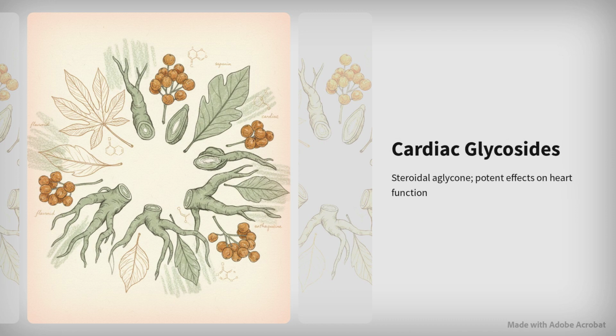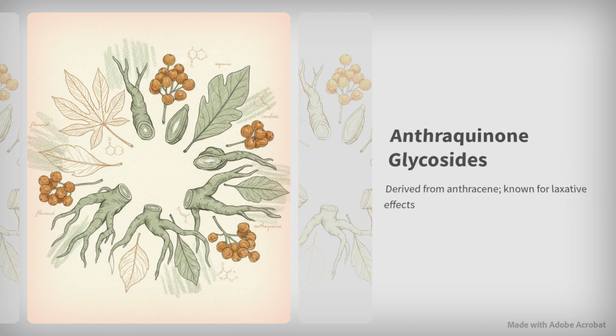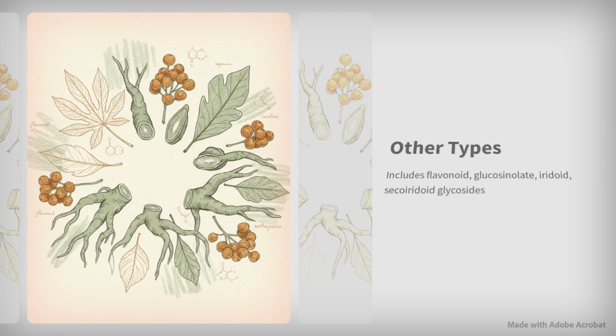Cardiac glycosides contain a steroidal aglycone and have potent effects on heart function. Cyanogenic glycosides release hydrogen cyanide and can be toxic under certain conditions. Anthraquinone glycosides are derived from anthracene and are well known for their laxative effects. Other types of glycosides include flavonoid, glucosinolate, iridoid, and secoiridoid glycosides, each with unique properties.